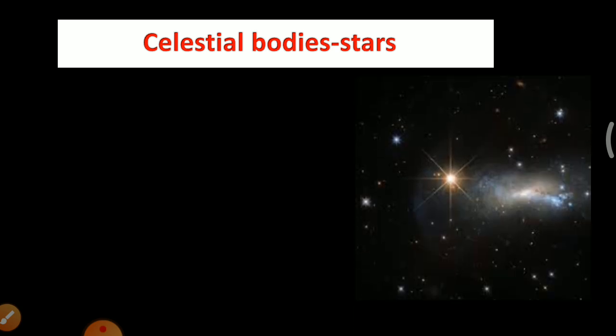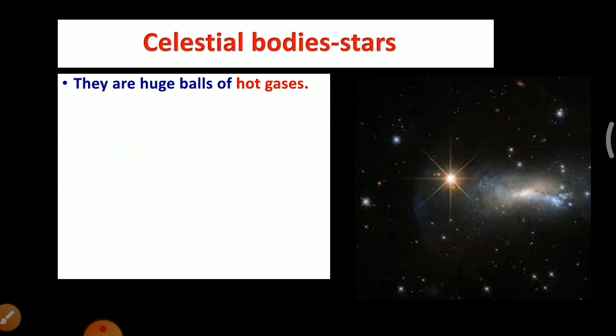Look at this image. This is a star present in the sky. It is twinkling. Stars are huge balls of hot gases. So the star is also made up of hot gases like the sun, and it is also a very huge ball.